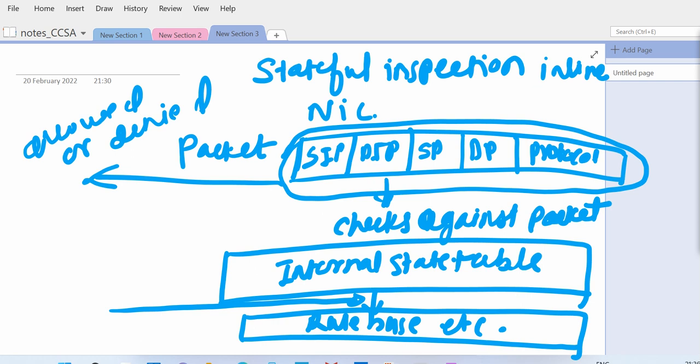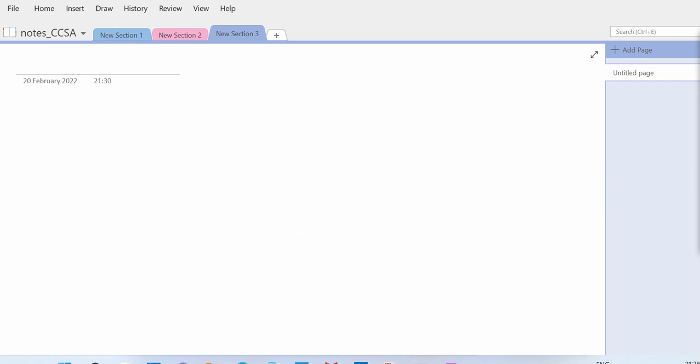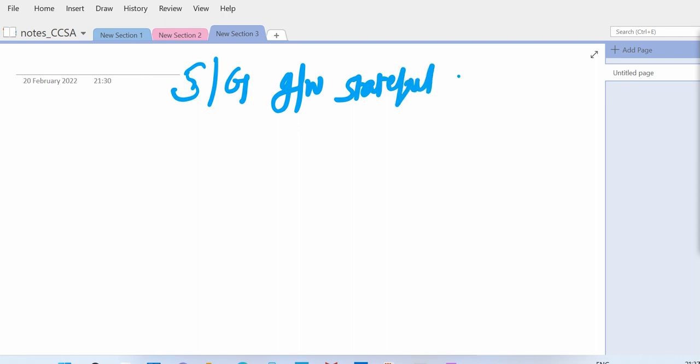So now let's see some theoretical part. We are talking about the security gateway stateful inspection architecture. I just wanted to write it here so we will be in sync. Security gateway stateful inspection architecture.